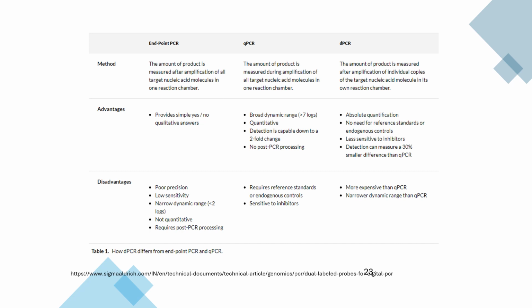The disadvantages of endpoint PCR is that there is poor precision, low sensitivity, narrow dynamic range of less than 2 logs, not quantitative, and it requires post-PCR processing. The disadvantages of qPCR are that it requires reference standards or endogenous controls, and it is sensitive to inhibitors. The disadvantages of ddPCR is that it is more expensive than qPCR and it works over a narrow dynamic range than qPCR.